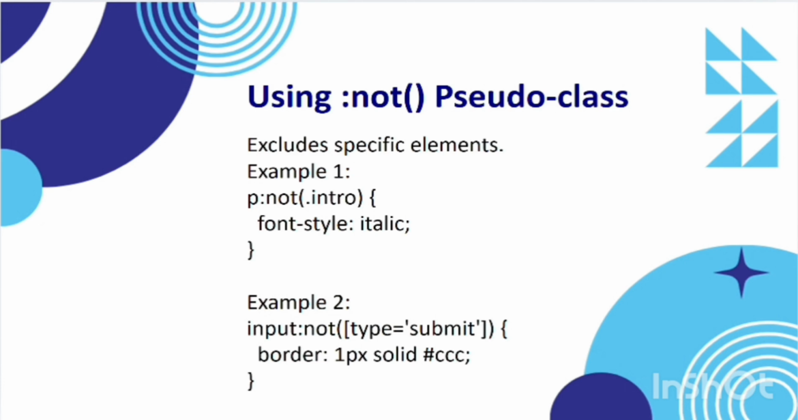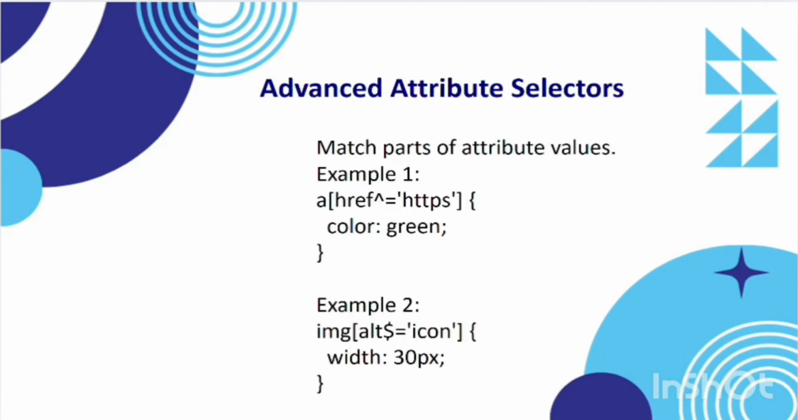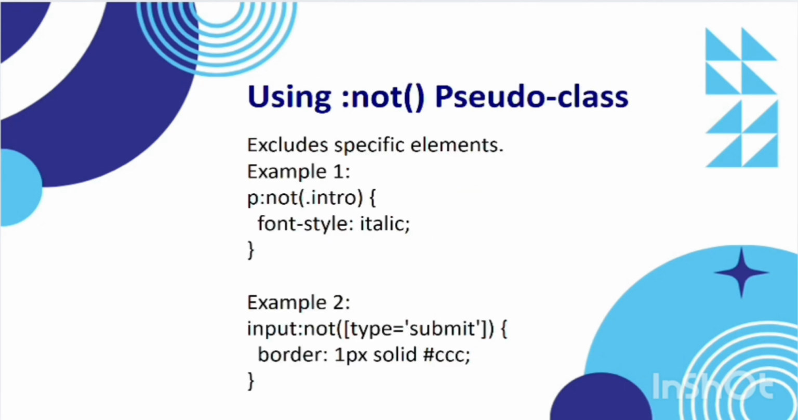Let's see another example. input:not([type=submit]), then border 1 pixel solid #ccc. This means all inputs except the submit button will have a light gray border. CC represents the light gray.